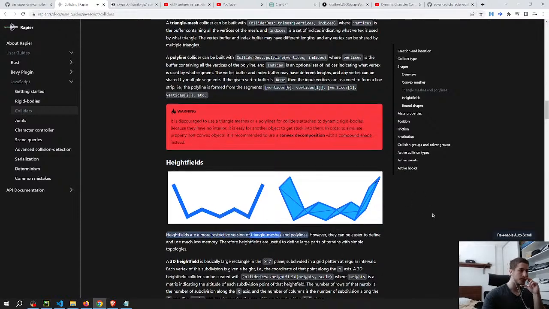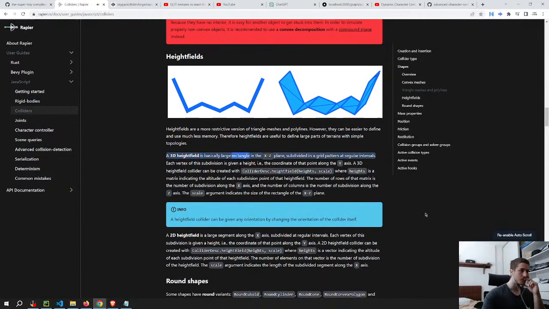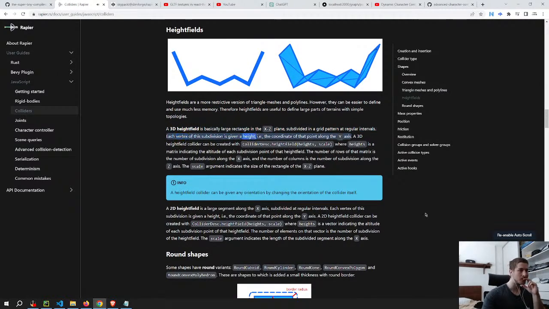Heightfields. Heightfields are a more restrictive version of triangle meshes and polylines. However, they may be easier to define and use much less memory. Therefore, heightfields are useful to define large parts of terrains with simple topologies. A 3D heightfield is basically a large rectangle in the XZ plane, subdivided in a grid pattern at regular intervals. Each vertex of the subdivision is given a height, i.e., the coordinate of that point along the y-axis.